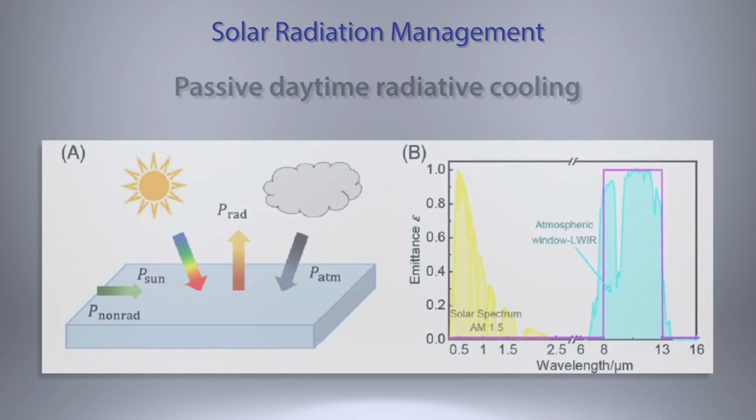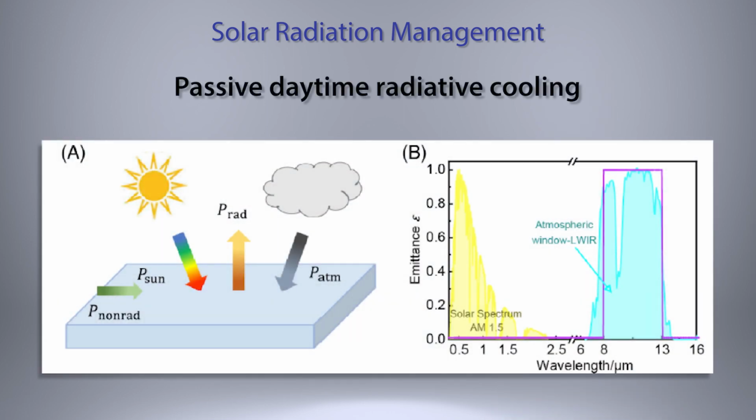The third technology is the one which can be deployed at the smallest scale, and it's called passive daytime radiative cooling.